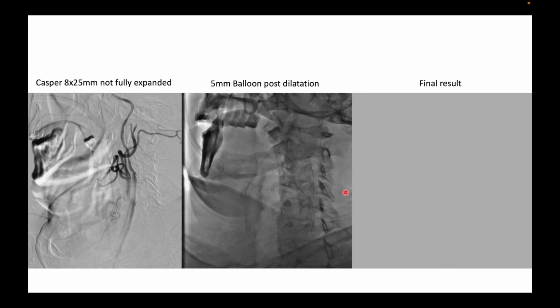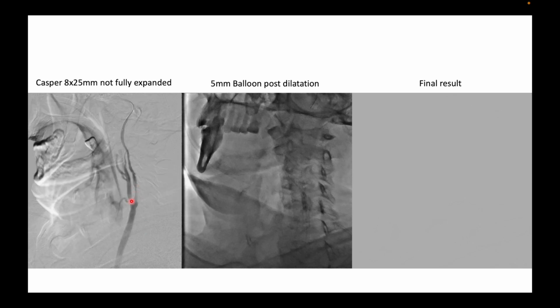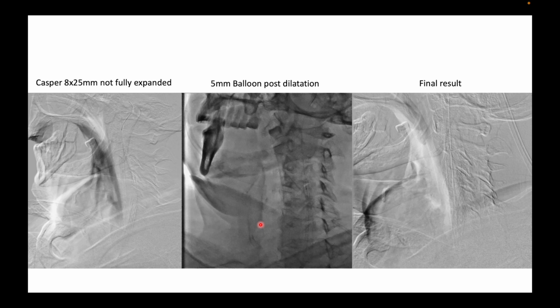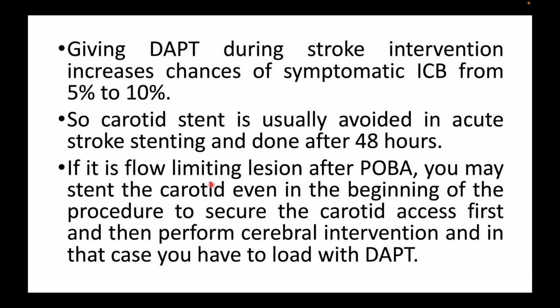And with this Casper stent, you can see there is still recoil and the stent is not opening up fully over here. So we had to do a 5 millimeter post dilatation with the balloon. And that's the final result. And then we went up and intervened on the cerebral circulation.